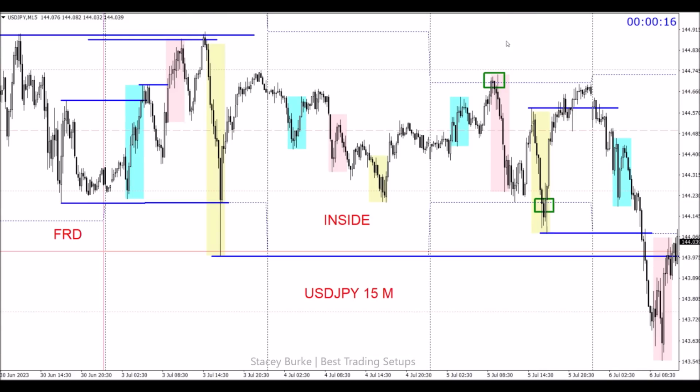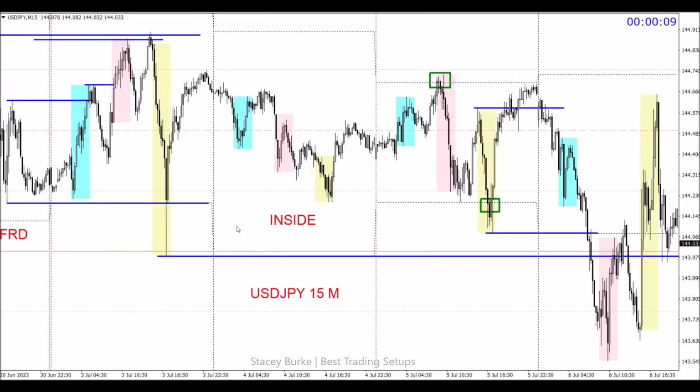Now, if we just tighten this up, we're back on the Japanese yen. We have our opening range on Monday. That's our opening range, high low of the week, heading into our new week. And by the way, it's a new month. So this is the high and low of the month. Tuesday was an inside day.